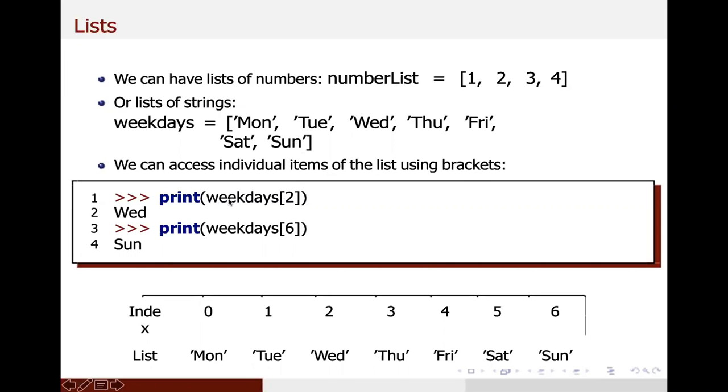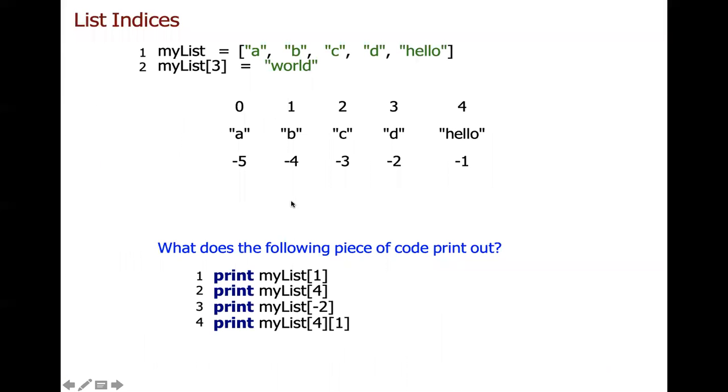Square brackets show that that variable is a list, and we can access the individual items of the list using brackets. So for instance, if I say weekdays square brackets 2, it's going to go to that index 2 and print that element. The indexing starts from 0, don't forget, this is a little different. So weekdays 0 is Monday, weekdays 1 is Tuesday, weekdays 2 is Wednesday. So when I say weekdays square brackets 2, it's going to print me Wednesday.